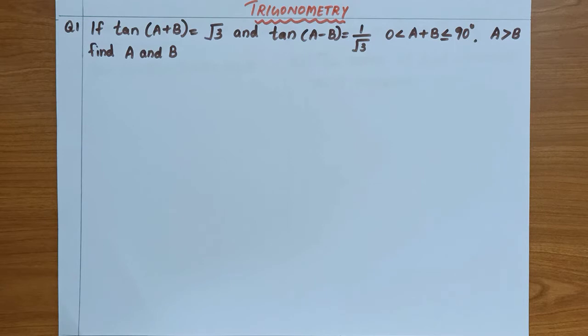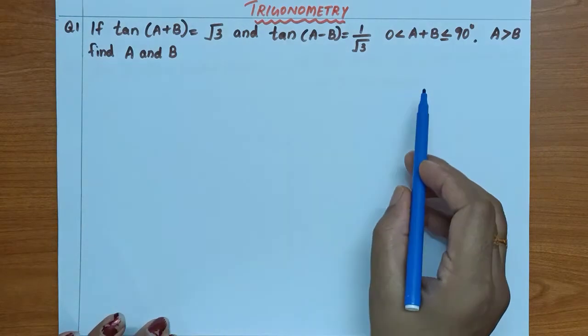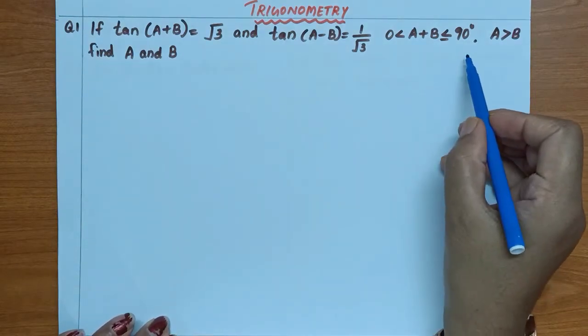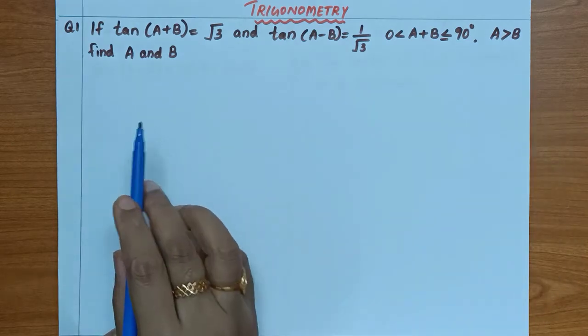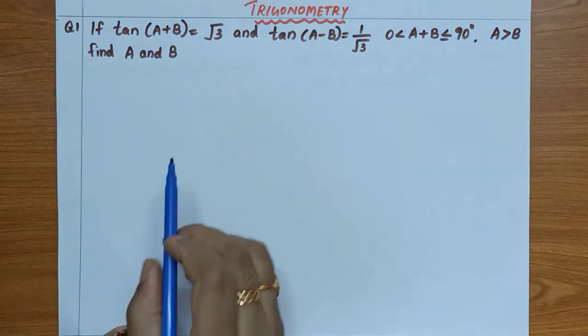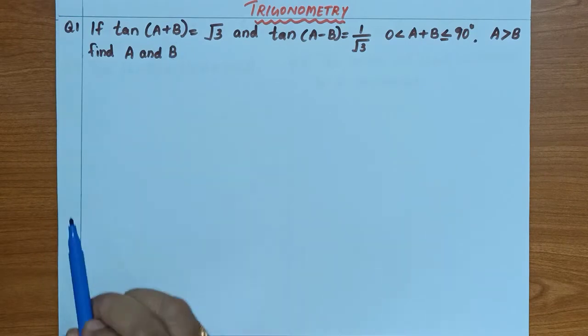It's me, Vinida. Today we are learning problems using trigonometric ratios of some specific angles. Here is question number 1. If tan(A+B) equals root 3 and tan(A−B) equals 1 by root 3, where 0 degree is less than A+B less than or equal to 90 degree, and A is greater than B, find A and B. We have to find out the value of A and B.